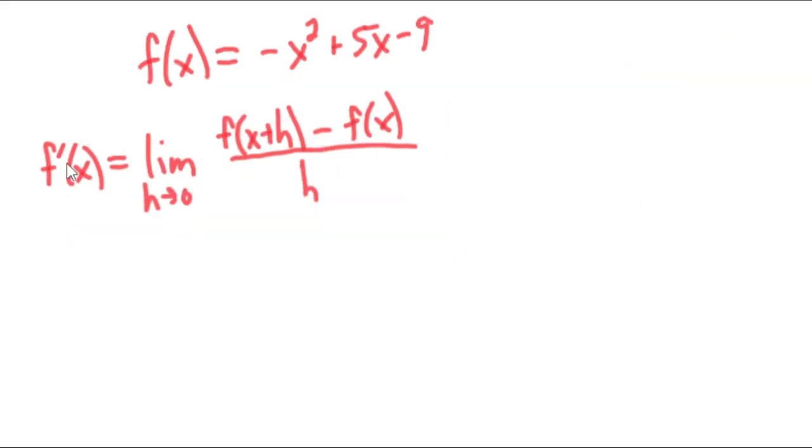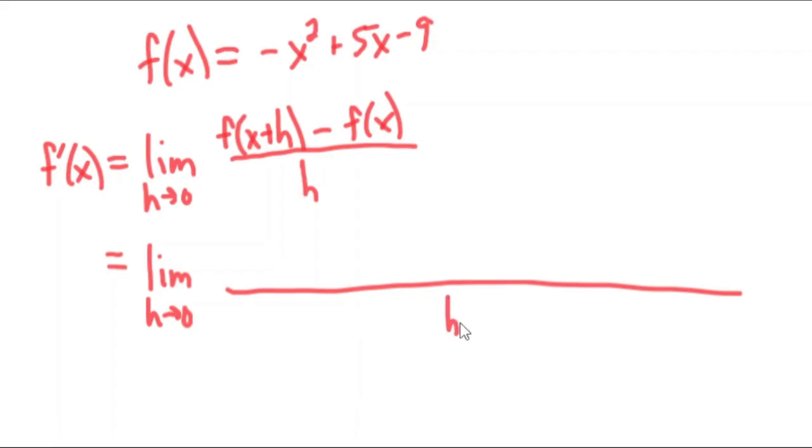Well, remember that f prime of x, the definition of f prime of x, is the limit as h approaches 0 of f of x plus h minus f of x over h. Okay, so we're going to rewrite this for our particular function. We have the limit as h approaches 0 of, and we're going to put a big line right here. What is f of x plus h and what is f of x?